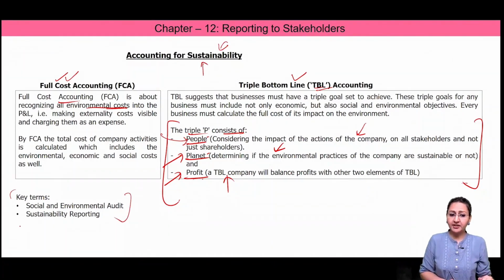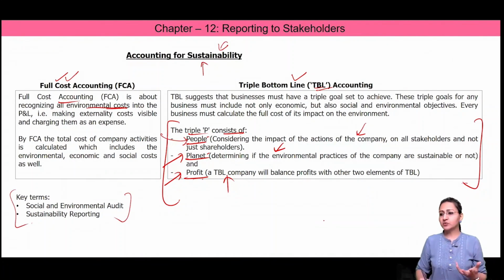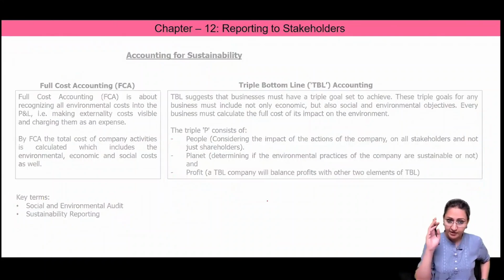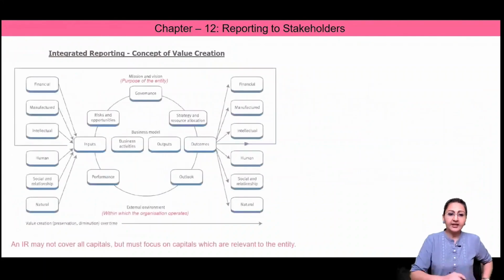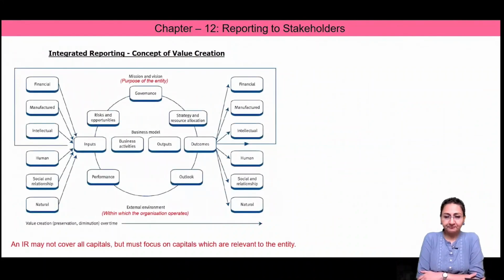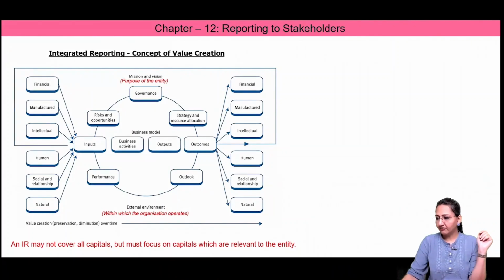Now, there will be 2 key terms which you should use while you are handling social and environmental footprint. Social and environmental audits take place now. Sustainability reporting takes place now. Okay, so these are the keywords. Ensure you use them. Then comes integrated reporting. Mark this as another very important feature of today's question paper, integrated reporting.